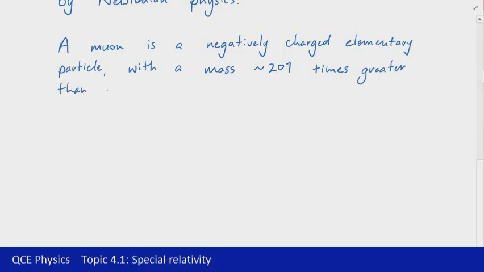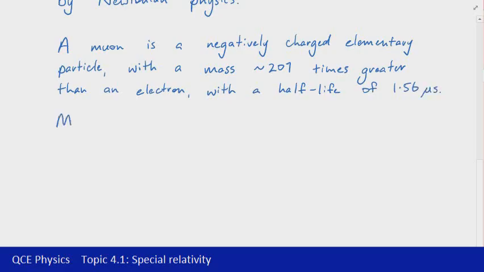And that large mass means that it's fairly unstable. So half-life, if you recall back to content that we covered in year 11, is the amount of time it takes for half of the muons that you have present to decay into other subatomic particles. And so the half-life of muons is a fairly short 1.56 microseconds.